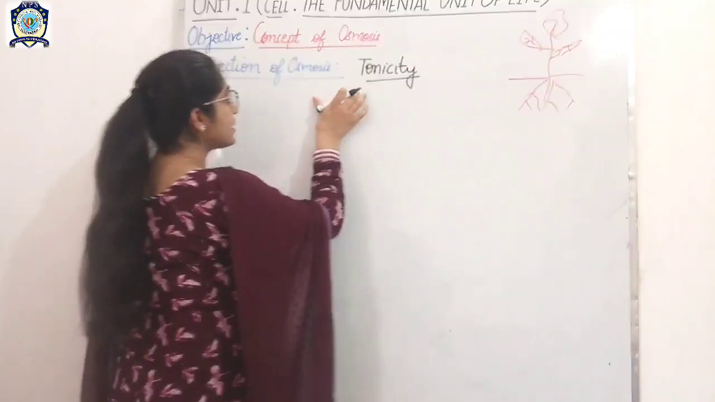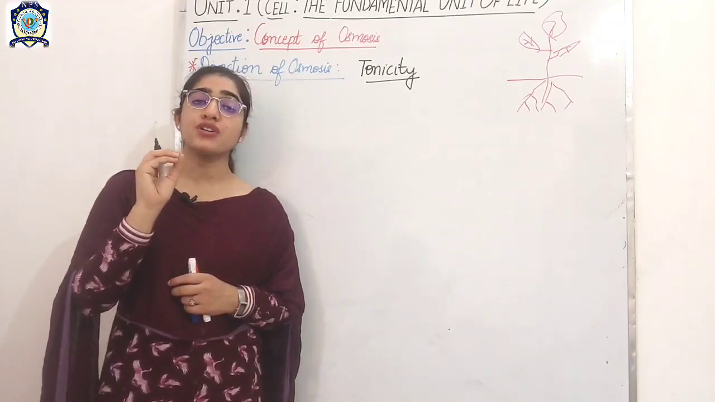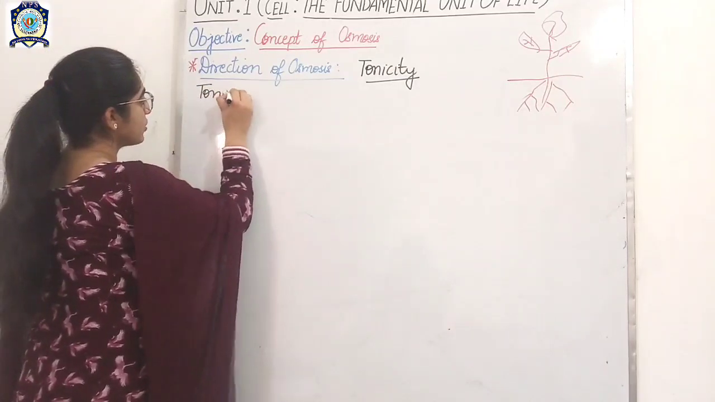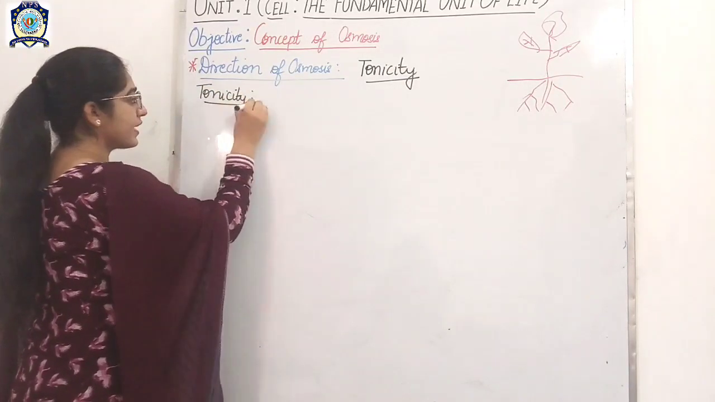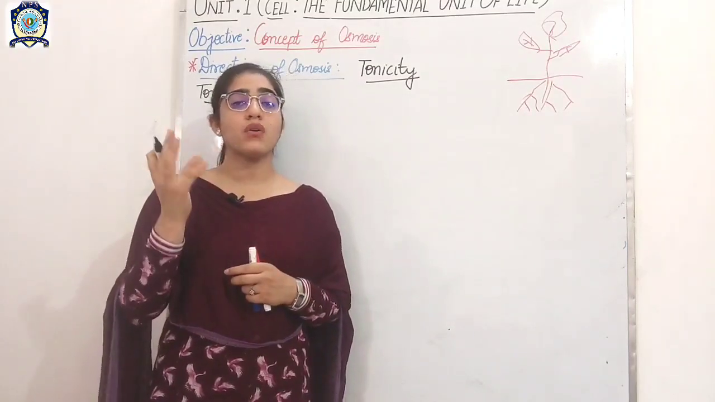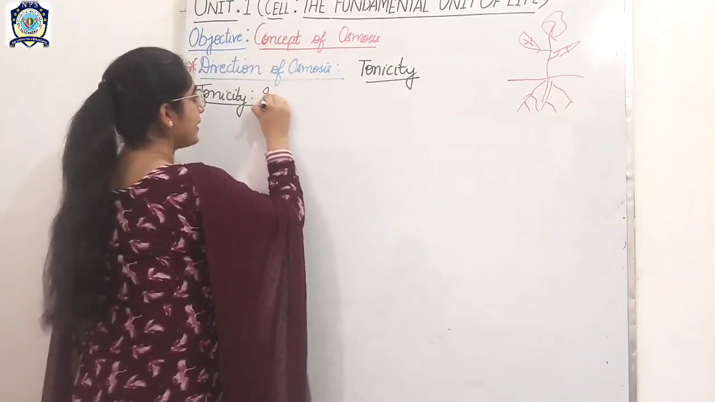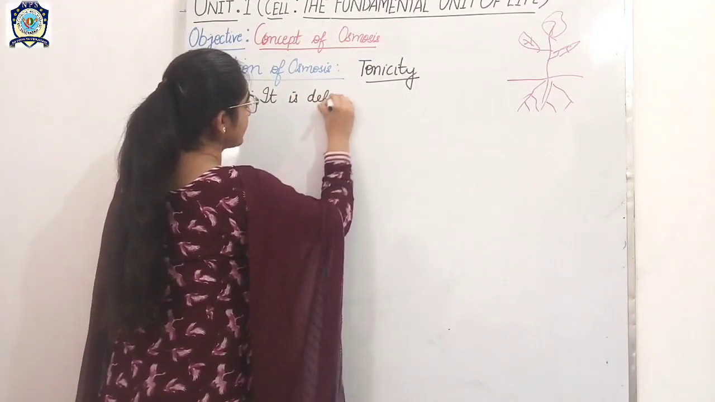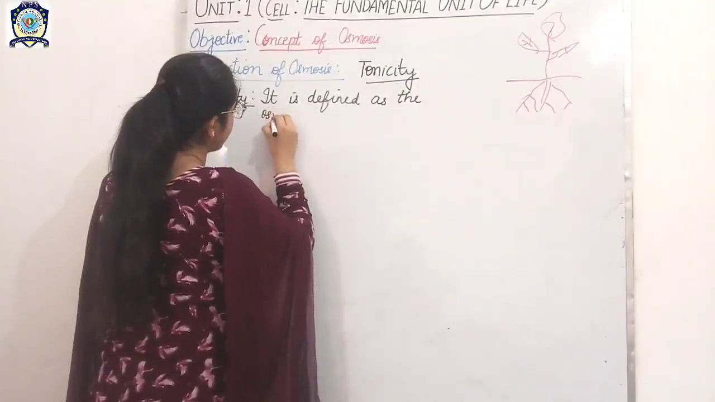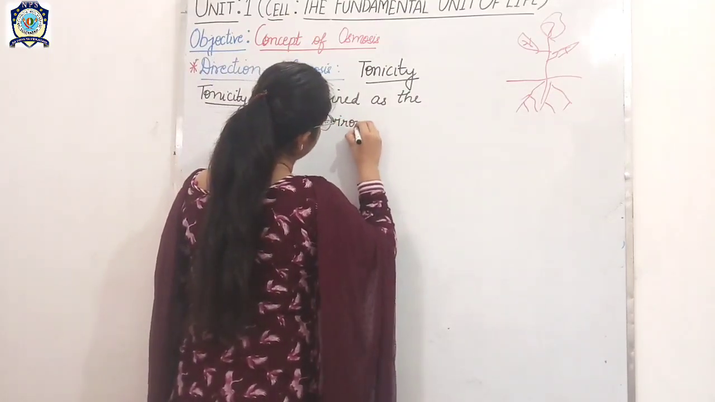Means you find out on the basis of tonicity what will be the direction of osmosis. Now what is tonicity? So tonicity, students, here tonicity means the osmotic environment of a cell. Okay, so tonicity is defined as the osmotic environment of a cell.